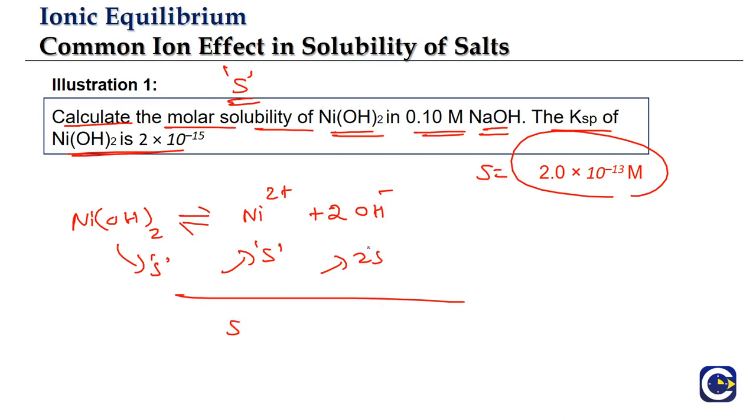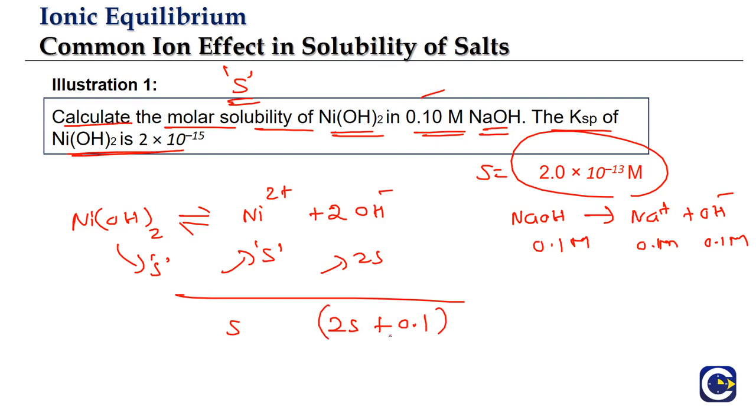The overall concentration of nickel 2 plus will be S. And the hydroxide concentration will be 2S plus something. What is this something? It is the part of OH minus coming from the dissolution of sodium hydroxide. Sodium hydroxide is a substance which is going to completely dissolve. It is going to give us Na plus and OH minus. It is a strong electrolyte. If you are adding 0.1 molar, it is going to give the same 0.1 molar of Na plus ions and 0.1 molar of OH minus. So the concentration of hydroxide ions will be 2S plus 0.1.